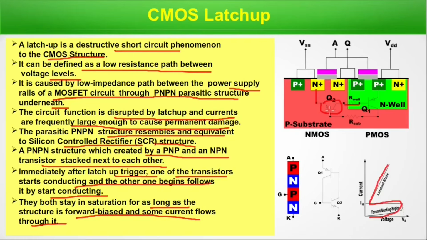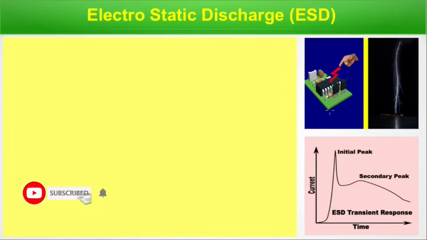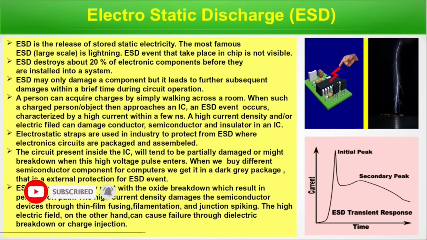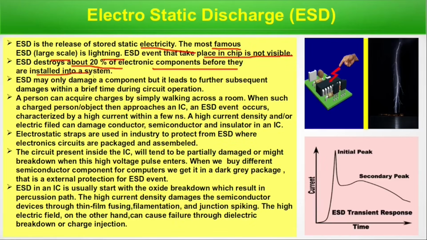We are done with this slide. We will move to the next slide. Now, electrostatic discharge. ESD is the release of stored static electricity. The most famous ESD on a large scale is lightning. An ESD event that takes place in a chip is not visible. ESD destroys about 20% of electronic components before they are installed into a system. Even before installing in a system, they are destroyed by ESD.